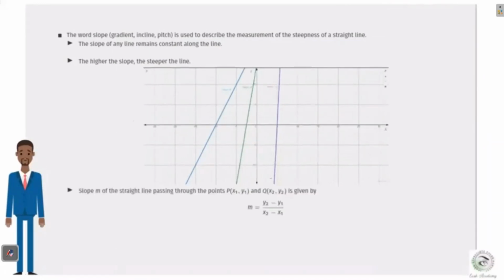Slope m, of the straight line passing through the points P with coordinates x1, y1, and Q with coordinates x2, y2, is obtained by dividing the difference of y coordinates by the difference of x coordinates as shown in the formula.